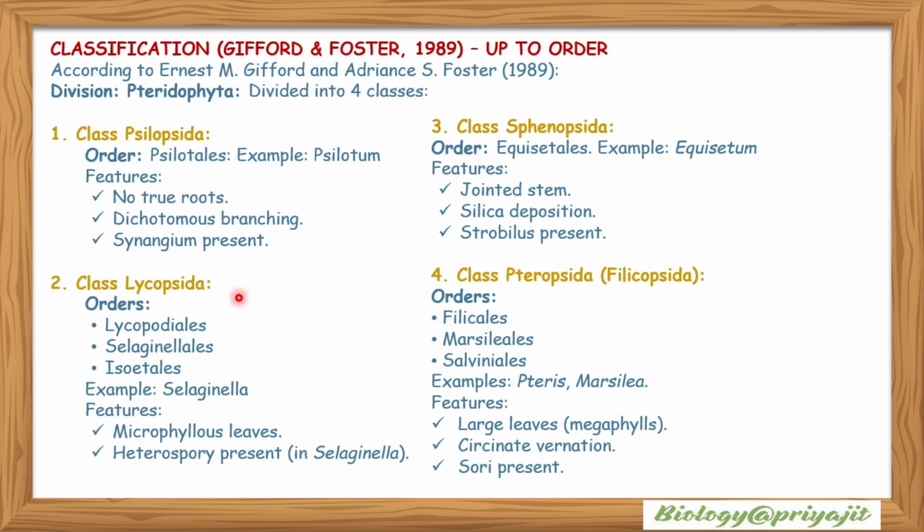Class Lycopsida, the orders include Lycopodiales, Selaginellales and Isoetales. Examples include Selaginella. The features include microphyllous leaves, and heterospory present in Selaginella. Class Sphenopsida, Equisetales, example Equisetum. Features: jointed stem, silica deposition, and strobilus are present. Class Pteropsida or Filicopsida, their orders include Filicales, Marsileales and Salviniales. Examples include Pteris and Marsilea. They have features like long leaves or megaphylls, circinate vernation, and sori are present.